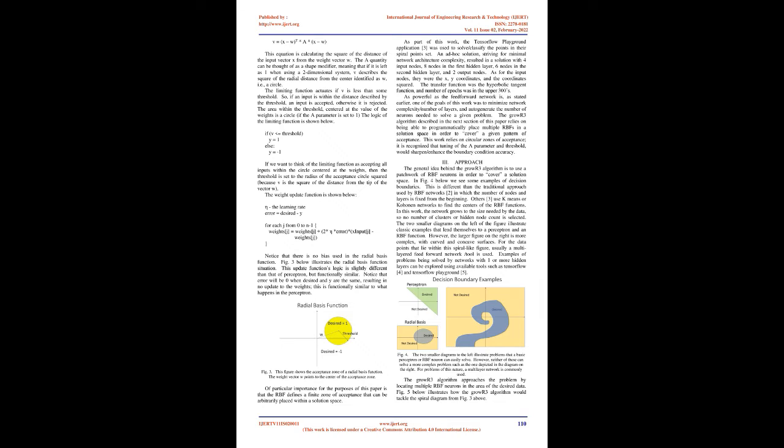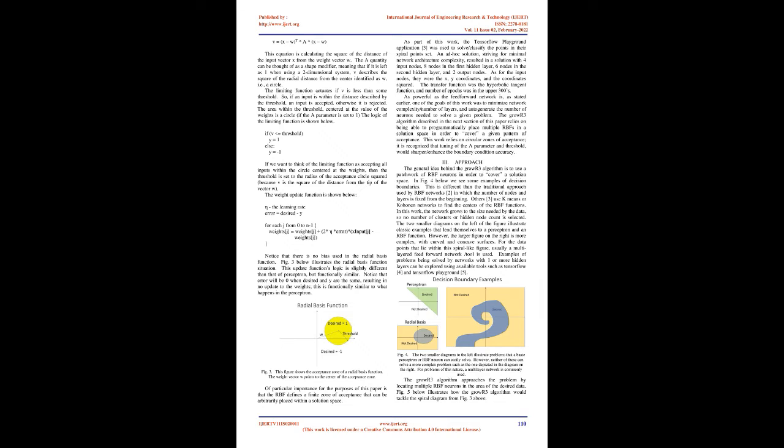So, if an input is within the distance described by the threshold, an input is accepted, otherwise it is rejected. The area within the threshold, centered at the value of the weights, is a circle. If the a parameter is set to 1, the logic of the limiting function is shown below. If we want to think of the limiting function as accepting all inputs within the circle centered at the weights, then the threshold is set to the radius of the acceptance circle squared, because v is the square of the distance from the tip of the vector w.